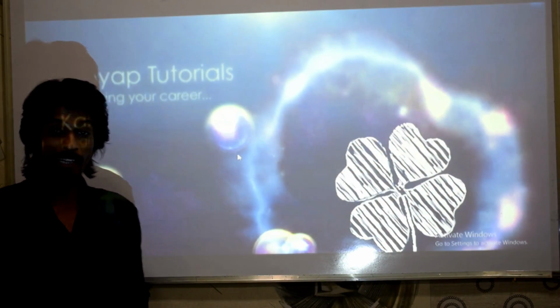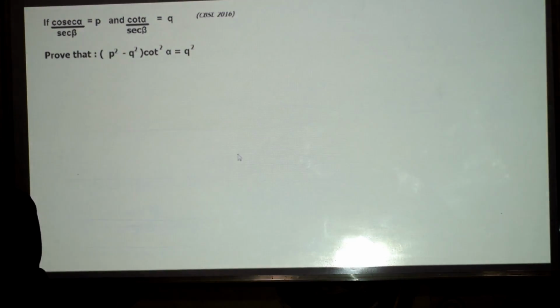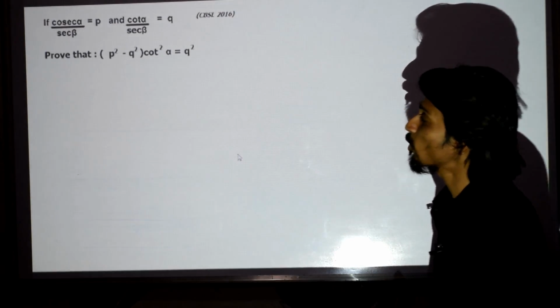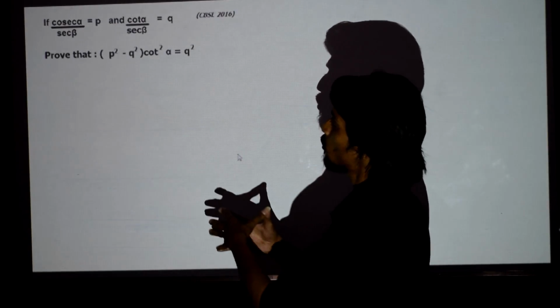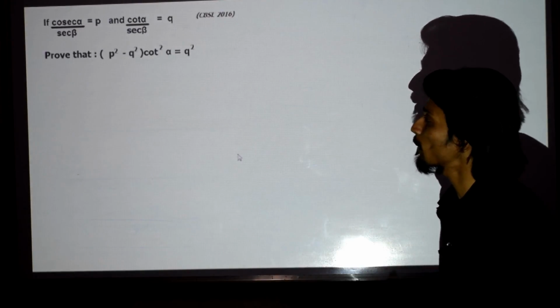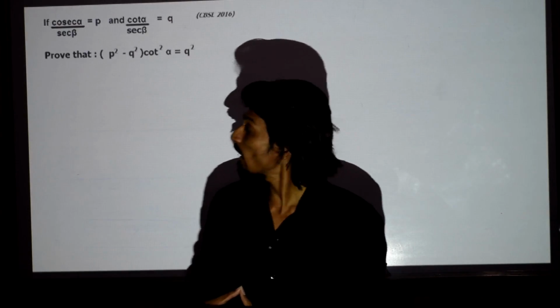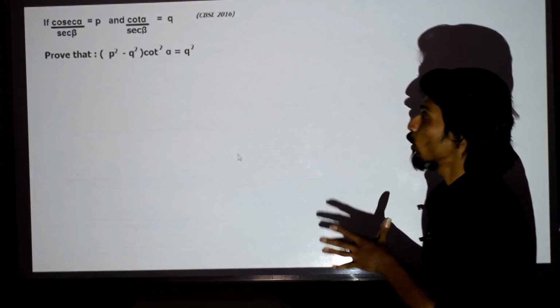Let's see the problem directly. The problem is: if cosec alpha upon sec beta is equal to P and cot alpha upon sec beta is equal to Q, then prove that (P square minus Q square) multiplied by cot square alpha is equal to Q square.